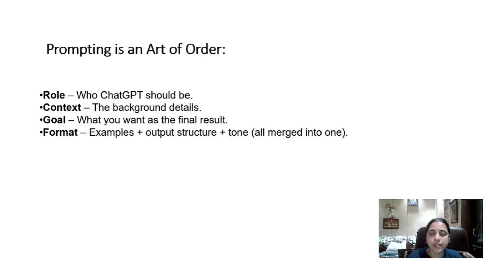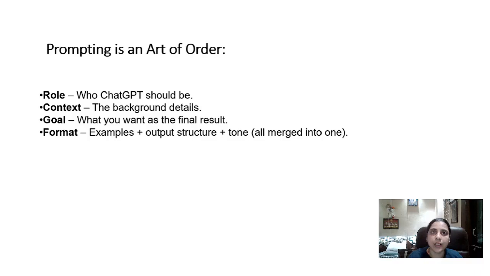The context, that is, set the background for it, and what it should keep in mind while writing the answer for you. The goal, that is, what is it that you want as the final output? In the earlier example, we saw that an email has to be written. If you want something else, that is, you want a downloadable Word file, you want a PPT, whatever it is that you want, you write the exact goal.